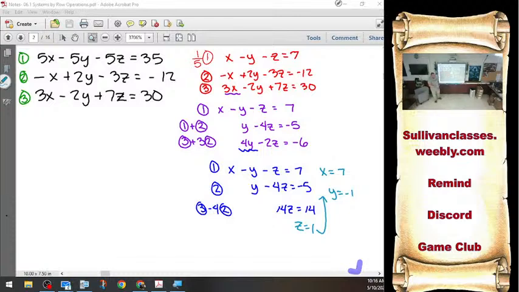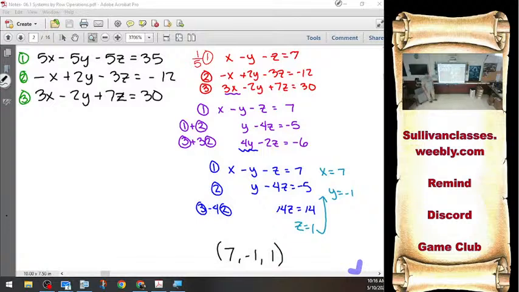Now, if you need to write that out, do it. If you need to say x minus negative 1 plus 1 is 7, if you have to write it out to see it, then write it out to see it. And my answer is a three-dimensional coordinate x, y, z: 7, negative 1, 1.